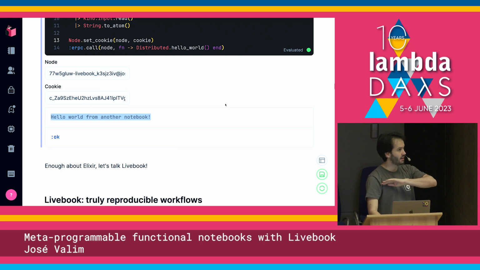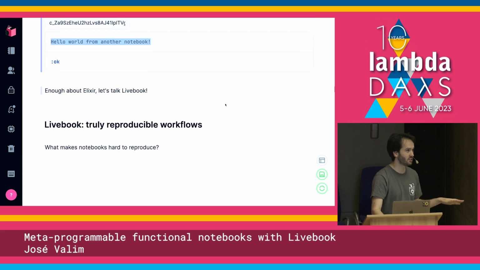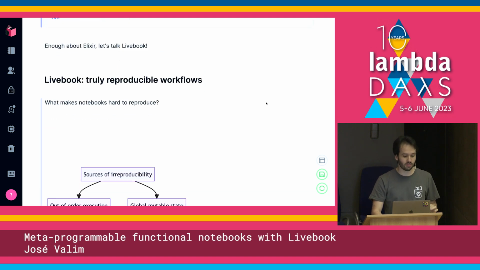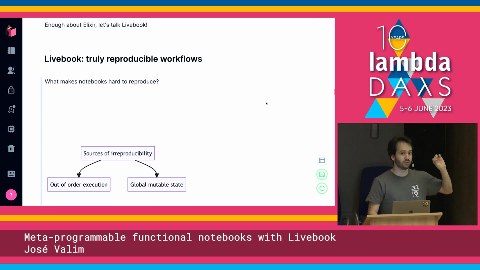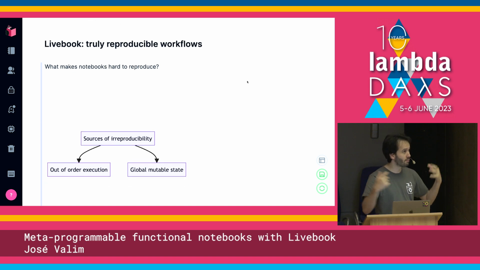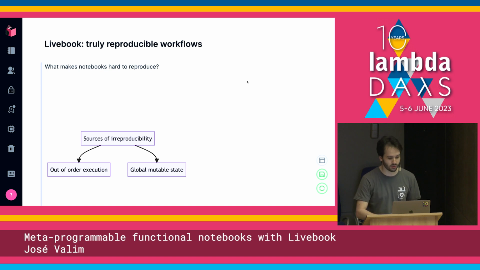All right, that's the Elixir introduction that we needed for this talk. So now we can talk about Livebook. So one of the things about Livebook is that we have truly reproducible workflows. So has anyone used Jupyter Notebooks before? All right, that's great. Yeah, so Jupyter Notebooks, fantastic for popularizing the whole idea of computational notebooks.